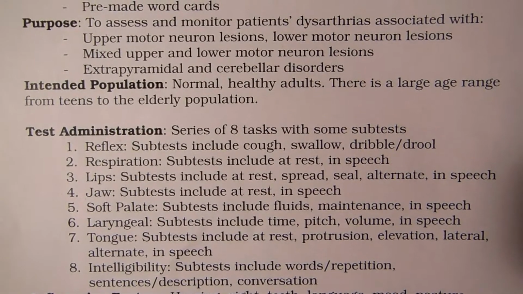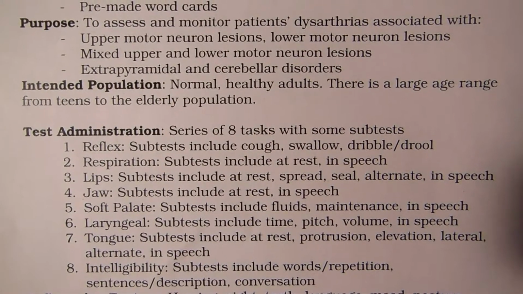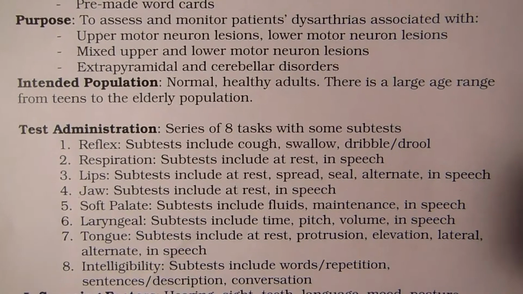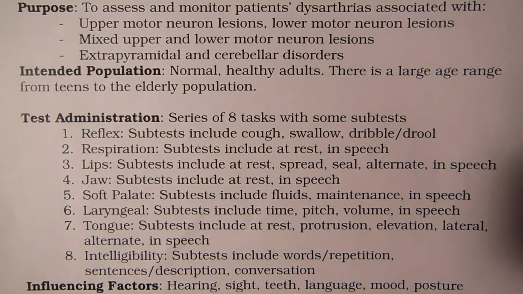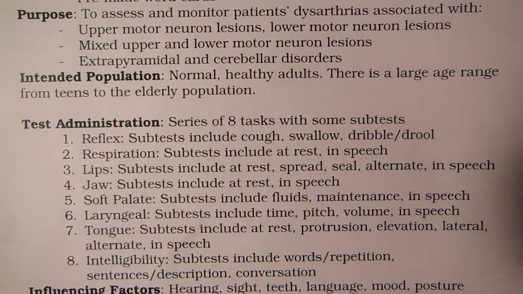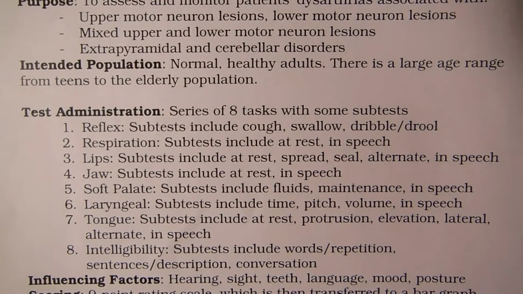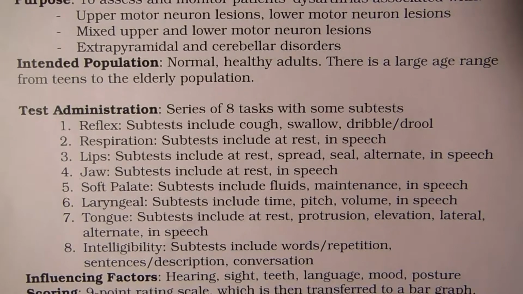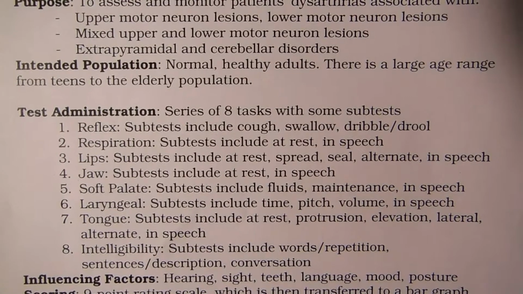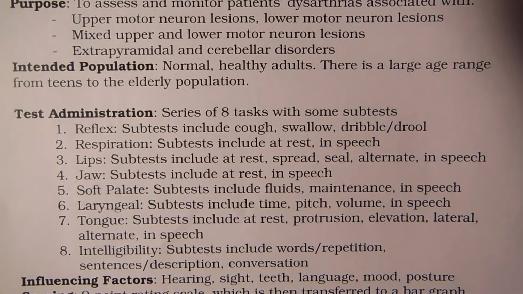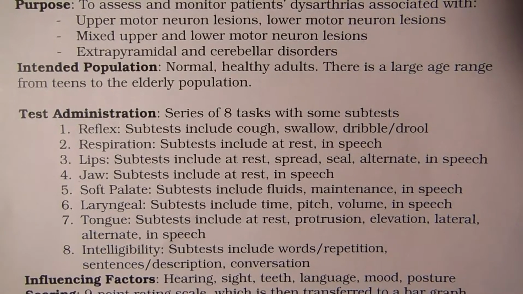The sixth test is the laryngeal test. The subtests include time, pitch, volume, and the larynx during speech. The seventh test is the tongue. The subtests include the tongue at rest, the tongue protruding, the tongue elevating, lateral movement, alternating movement, and the tongue during speech. The eighth test is intelligibility. The subtests include words and repetition, sentences and description, and intelligibility during conversational speech.